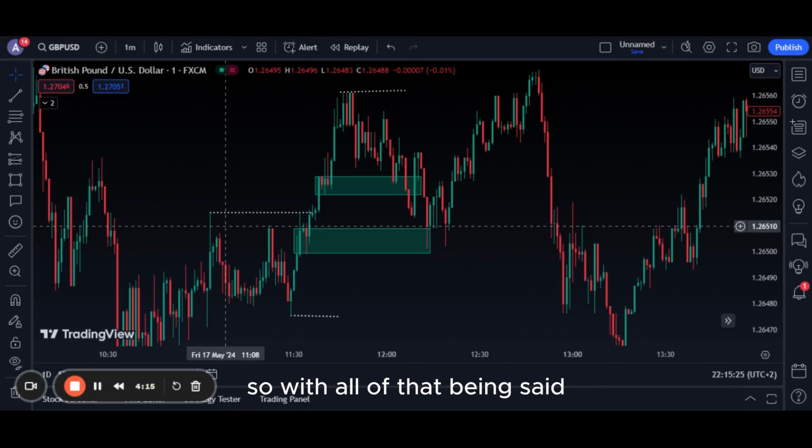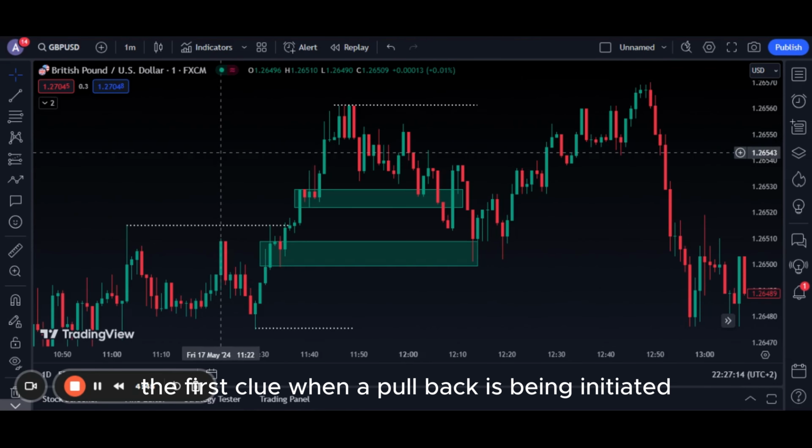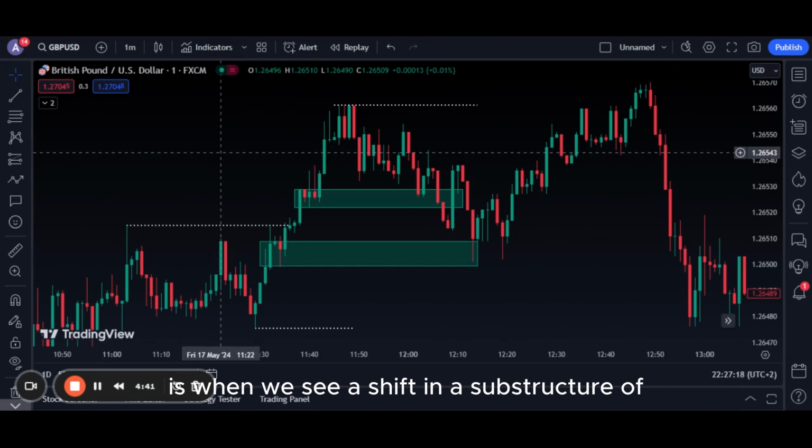So with all of that being said, you probably ask yourself, when do you know that a corrective move starts to take place? And I will explain that right now. The first clue when a pullback is being initiated is when we see a shift in a substructure of our impulse leg. So let me clarify that and show you what I really mean by it.